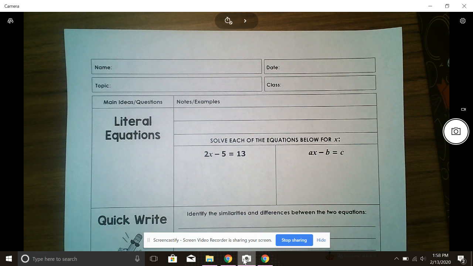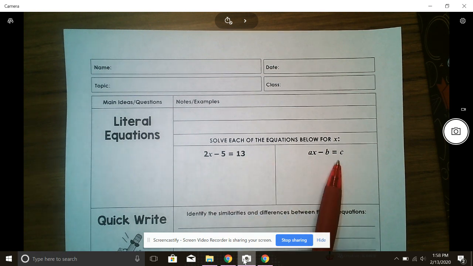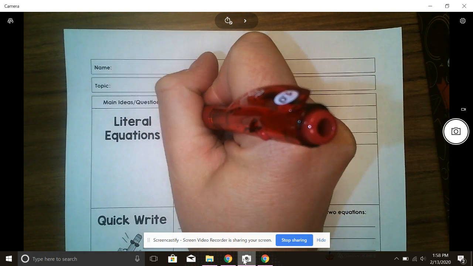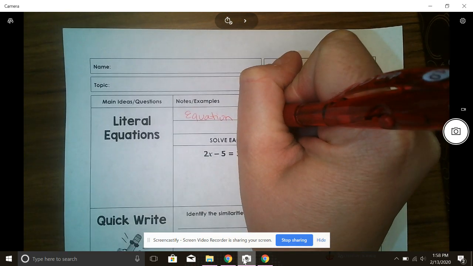Hi students, in this video we're going to learn about literal equations and how to solve them. So I've got a couple warm-up problems for us to try, but let's just talk about the difference in a linear equation versus a literal equation. The only difference is that a literal equation is an equation with more than one variable.